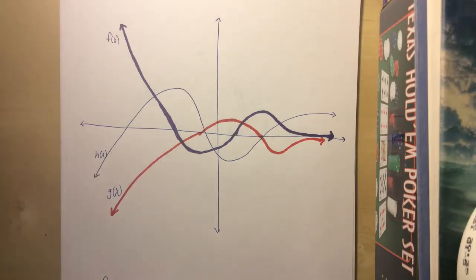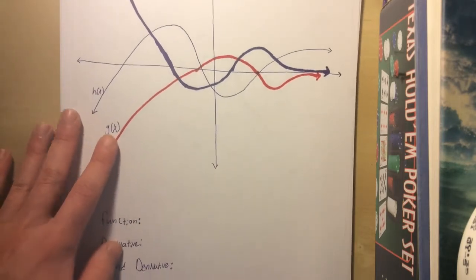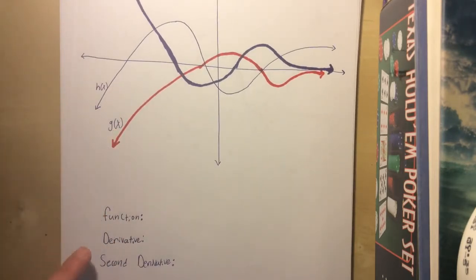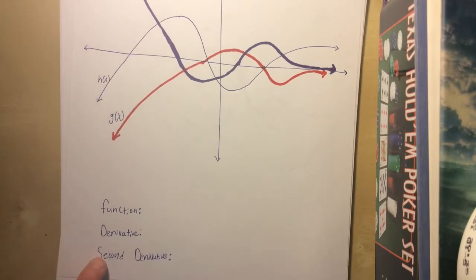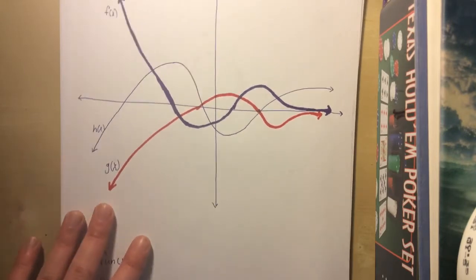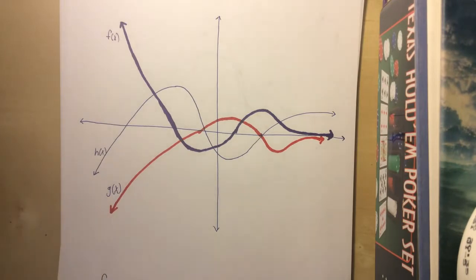So here's a type of question that you guys are going to see a lot. We have these three functions, f of x, h of x, and g of x. And the question is which one of these is the original function, which one is the derivative, and which one is the second derivative. So what's the relationship between these three functions?